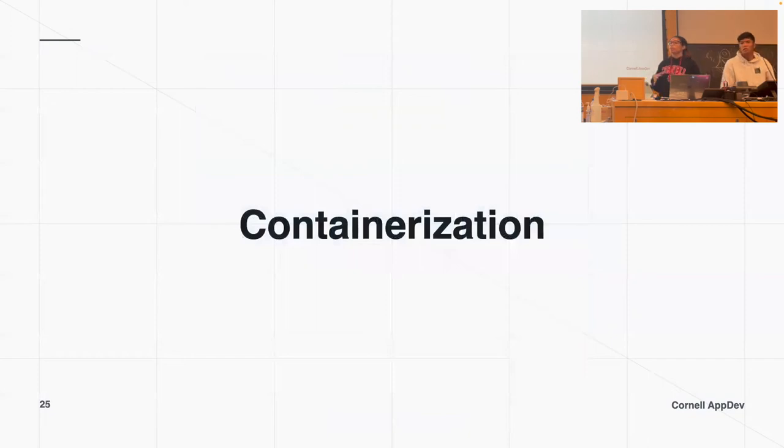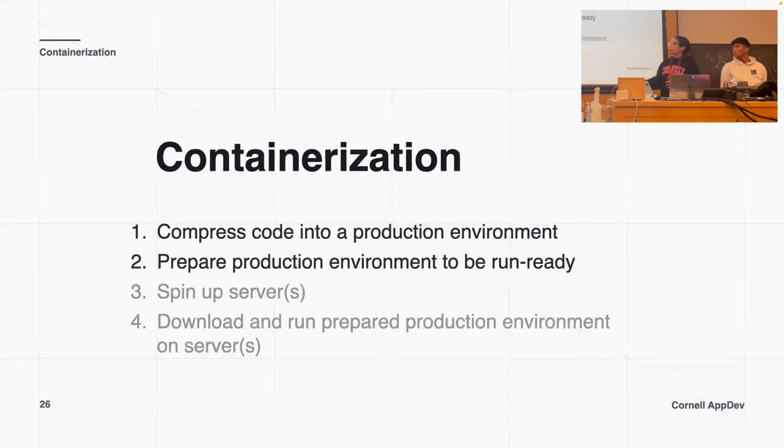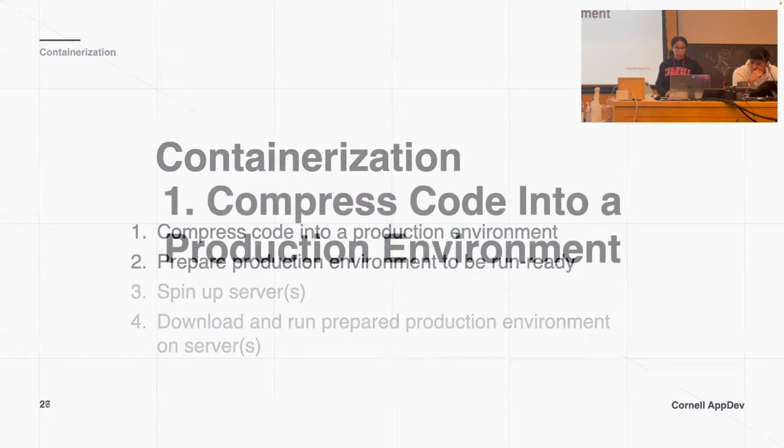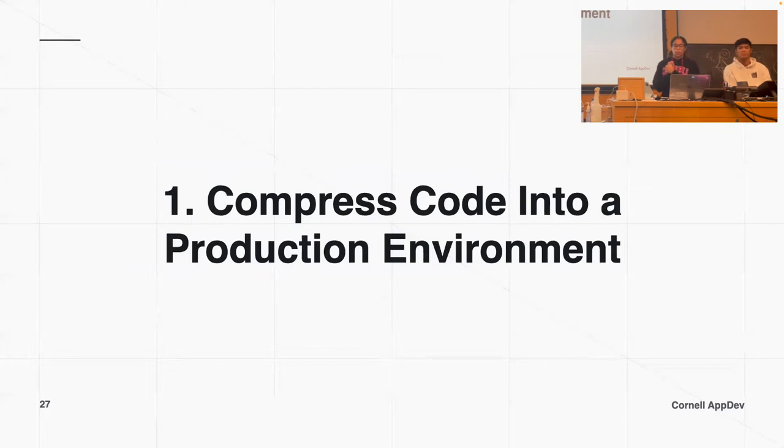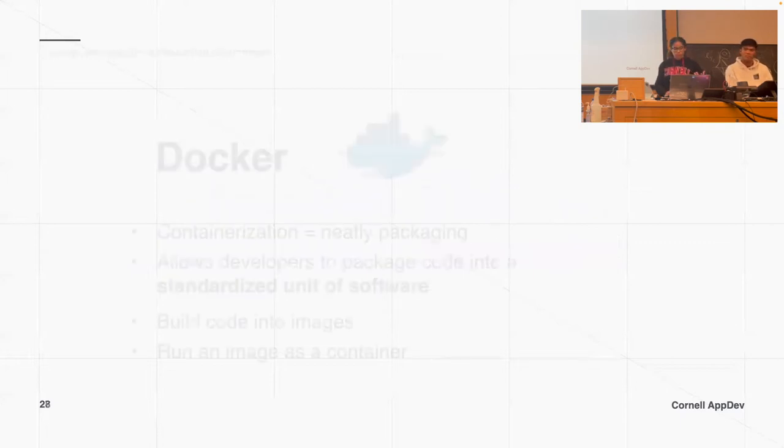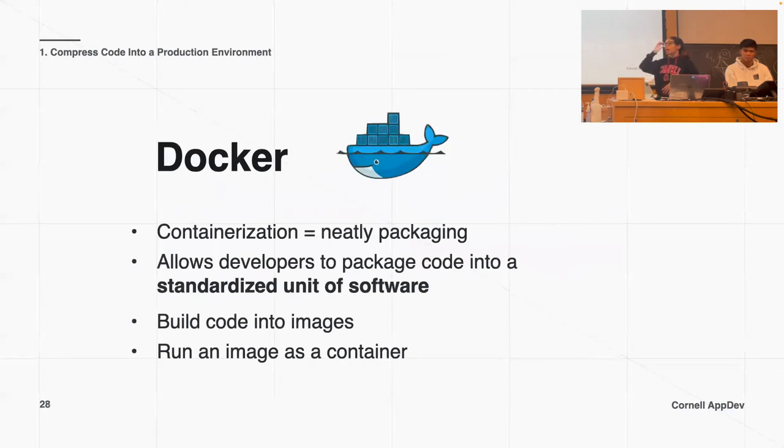So the solution to this is something called containerization, where basically you compress code. We mentioned this earlier. You compress code into a production environment and then prepare the production environment to be run ready. So essentially you're putting your application into a tiny container and then sending it out for all users to utilize on their own. So the first step is compressing code into a production environment, our prod environment. And to do this, we use something called Docker. Docker is a cloud-based platform. Containerization is putting your app into a very tiny, neat container, basically modularizing it. It allows developers to package their software in a standard unit of software.